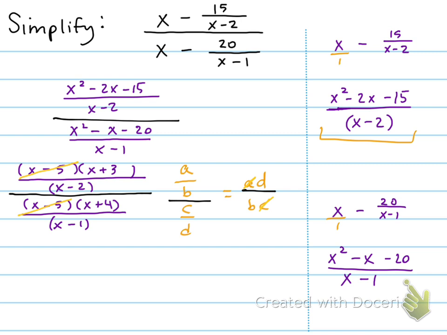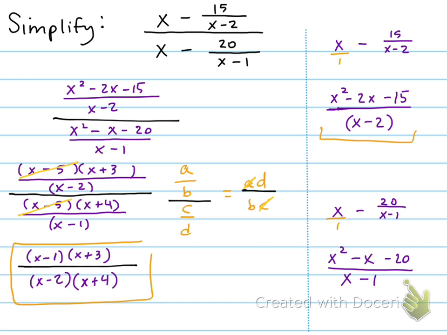So we should be left with this beautiful thing. Now do your ad over bc. So we have this fraction of x minus 1, that's d, times a, which is x plus 3. And I'm dividing that by b and c. Well, b was x minus 2, and c, x plus 4. Now, do you see any common multiples? I do not. So, folks, that is the final answer.